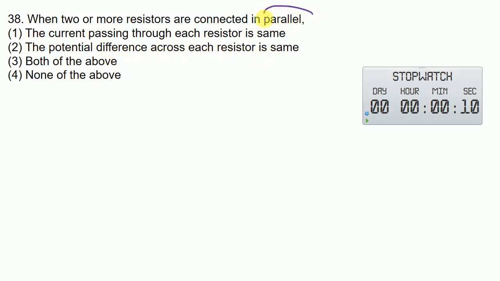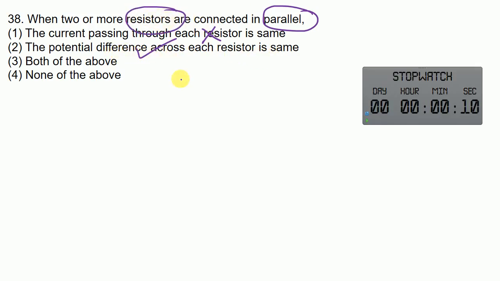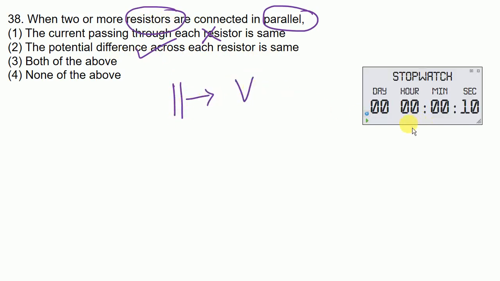Now these are in parallel, so obviously the current passing through each resistor will not be the same. This will be same only when the resistors have the same value. But the more correct is the potential difference across each resistor is same, because it is not given that the resistors have the same value. So obviously when connected in parallel, the potential difference V is the same.